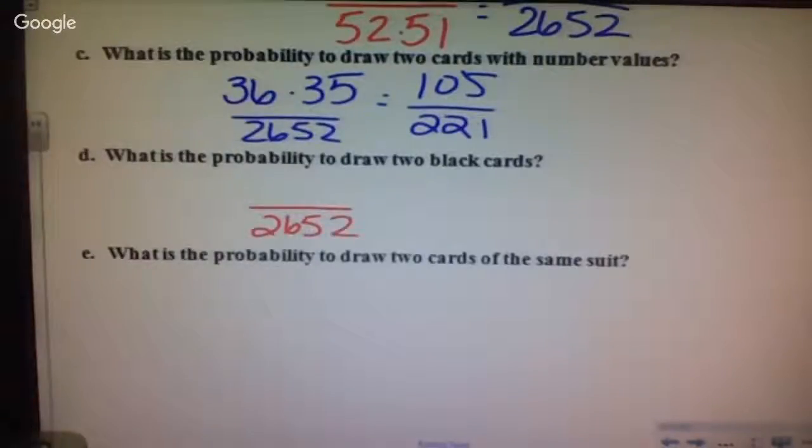2652. Okay? I want a black card and a black card. So I start out with 26 and then 25.